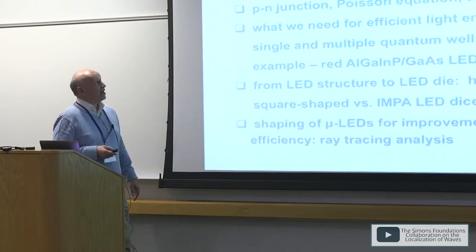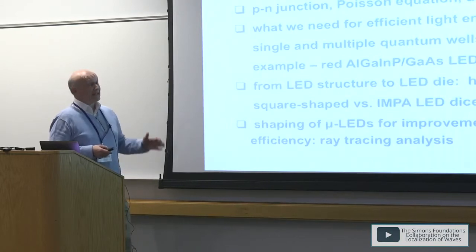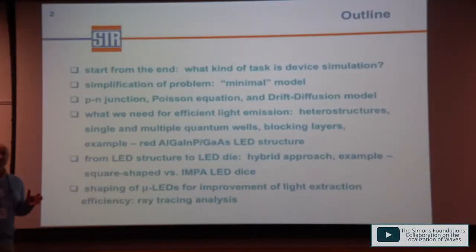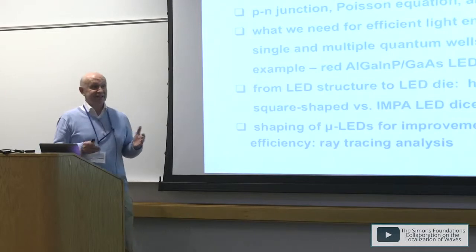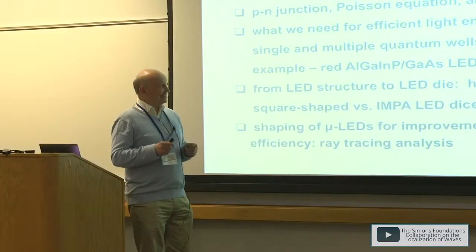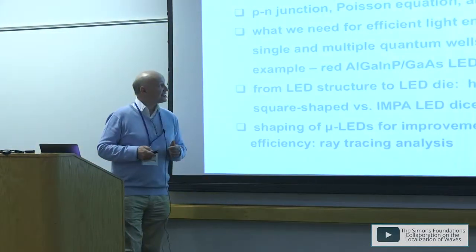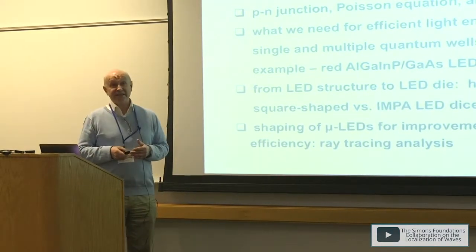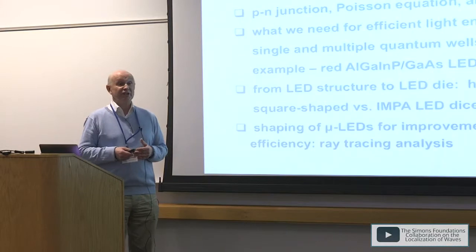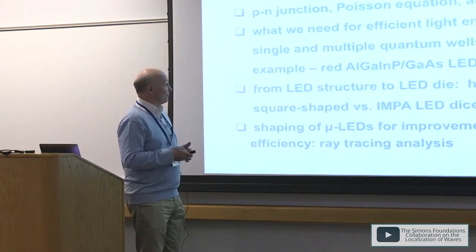And then I will discuss the major equations used for device modeling and use the p-i-n junction, a simple p-i-n junction, as an example. This will repeat some ideas presented by Claude, but nevertheless there are some nuances that it's worth discussing. And of course I will speak about the LEDs and discuss what we need for efficient light emission.